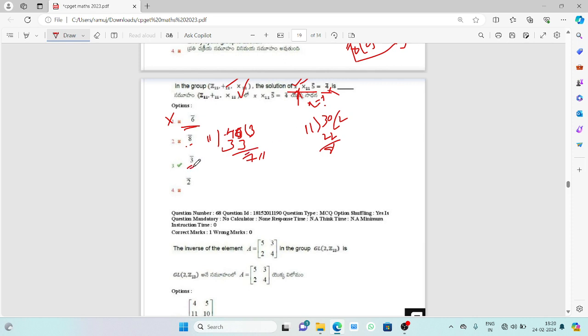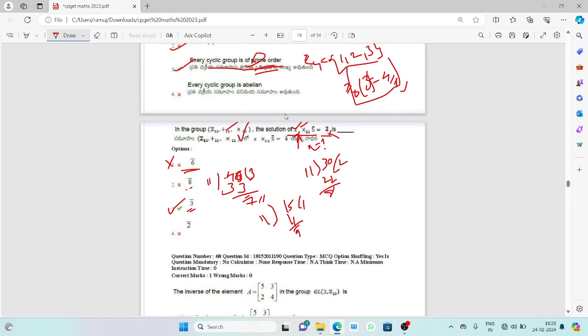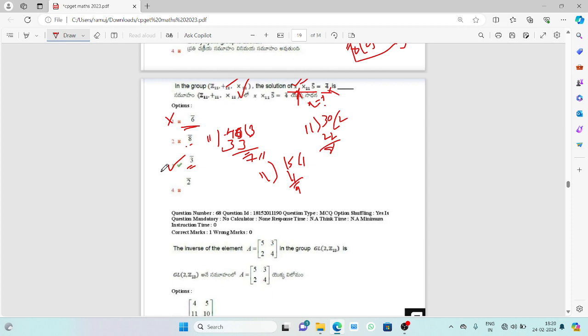So if I take 3 here, 3 times 5 is 15. Under multiplicative modulo 11, 11 times 1 is 11, so I can get 4 bar here. That's why 3 is the correct value of x. So we can say that option 3 is the correct one, by proving it in this simple way.